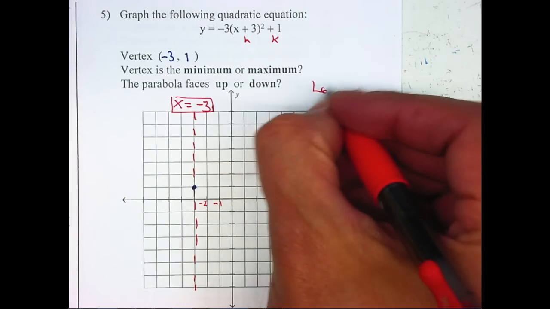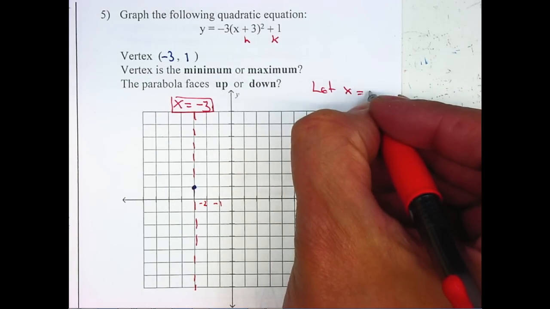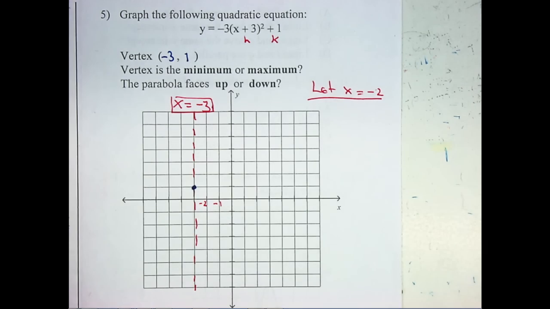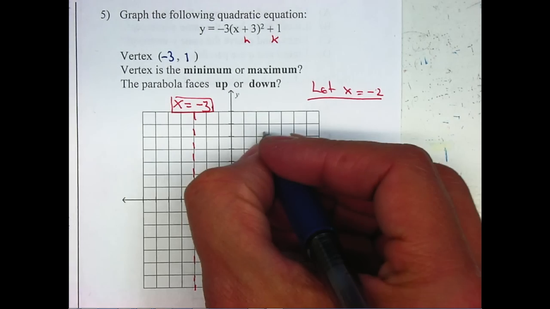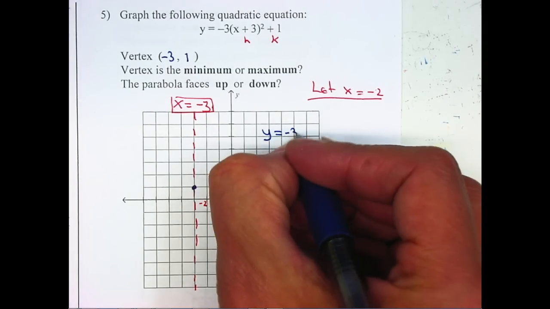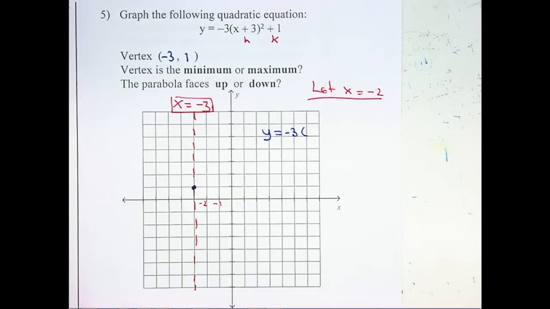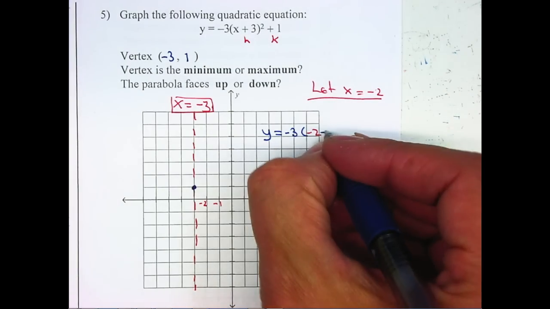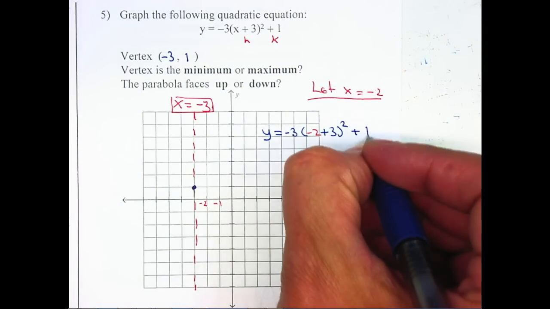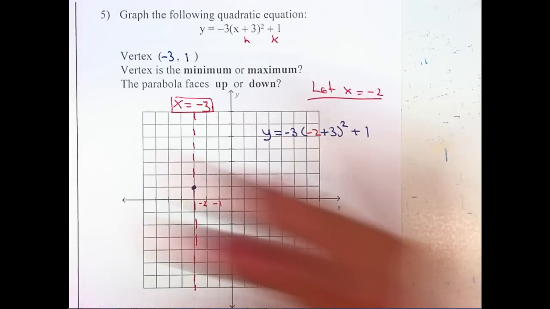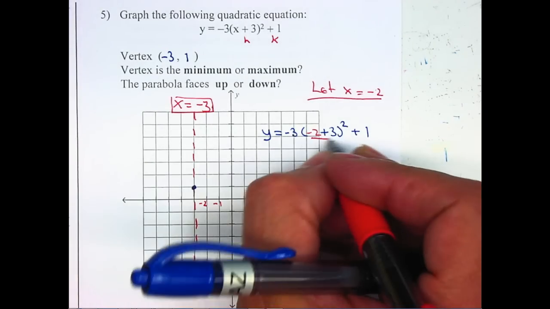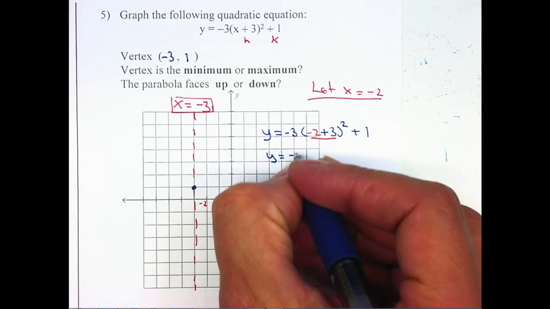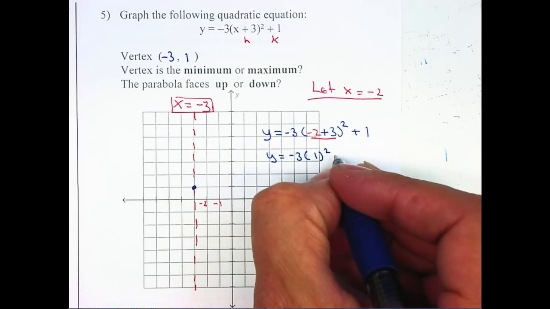I'm going to let x equal to -2. So first I'm going to let the value of x be -2. I'm going to use that equation. We have y is equal to -3. Instead of the x, I'm going to plug in a -2. We have +3 squared plus 1. And now I'm going to simplify. -2 plus 3 is 1. We have y is equal to -3 times 1 squared plus 1.